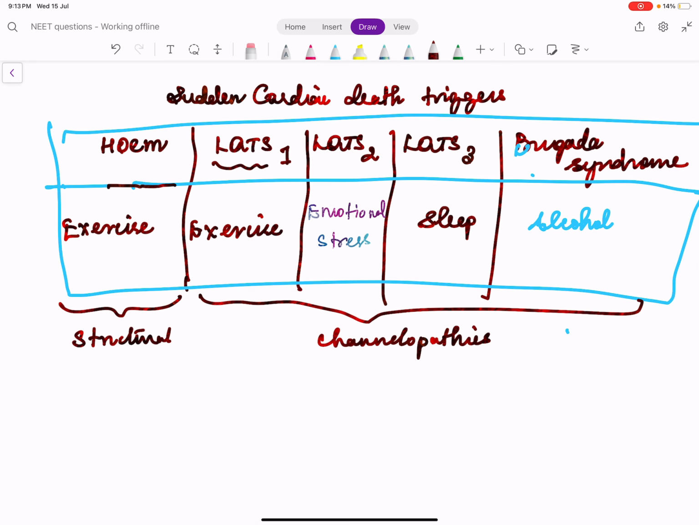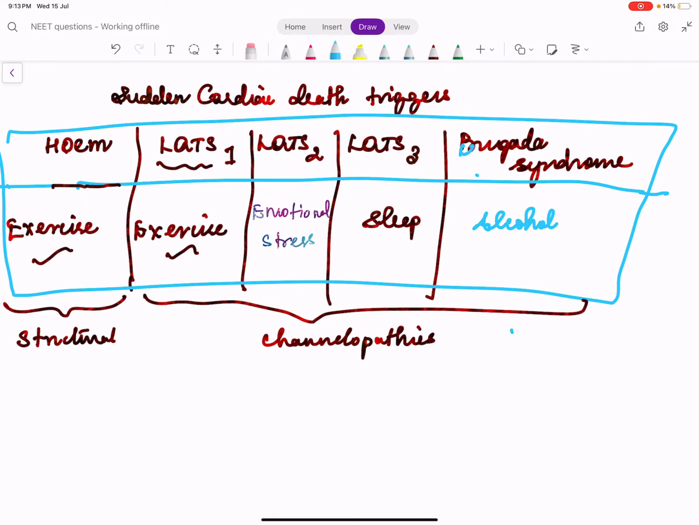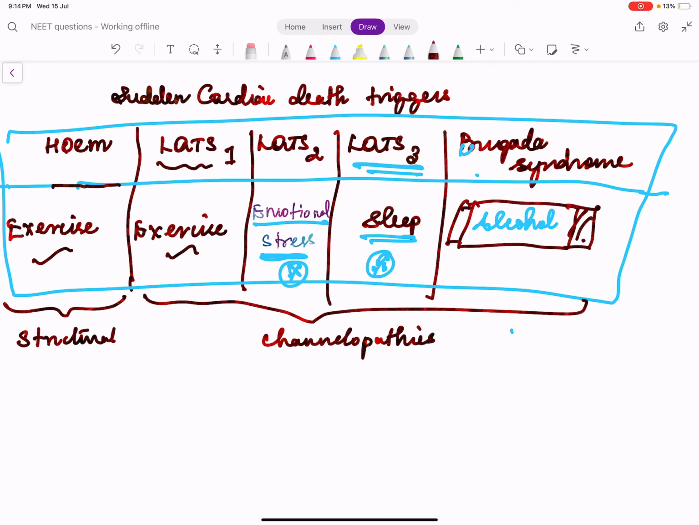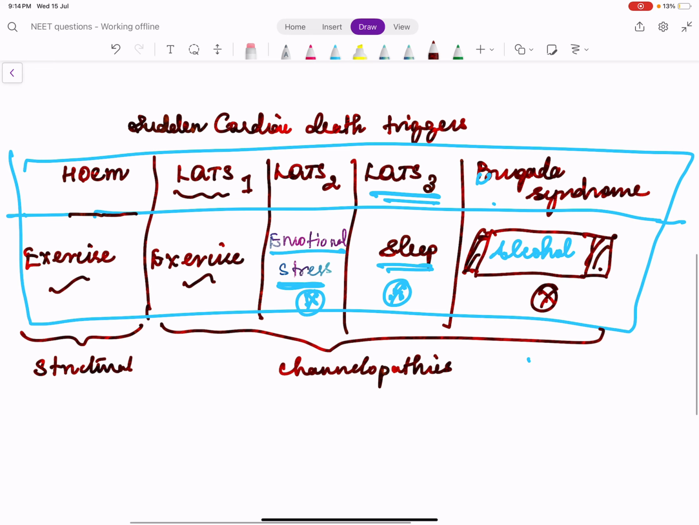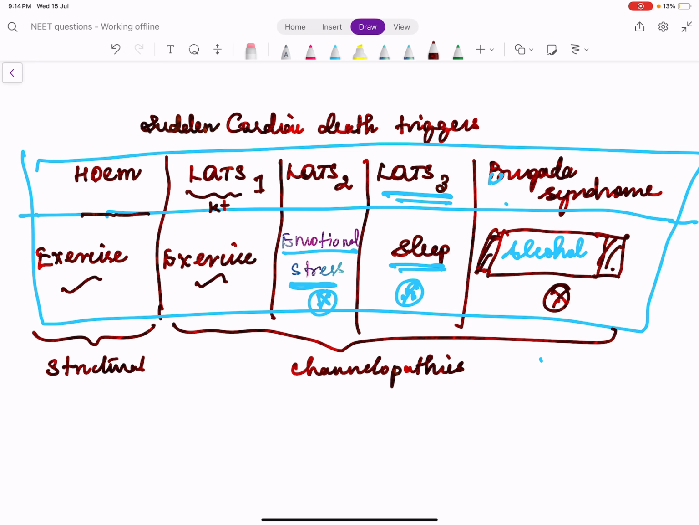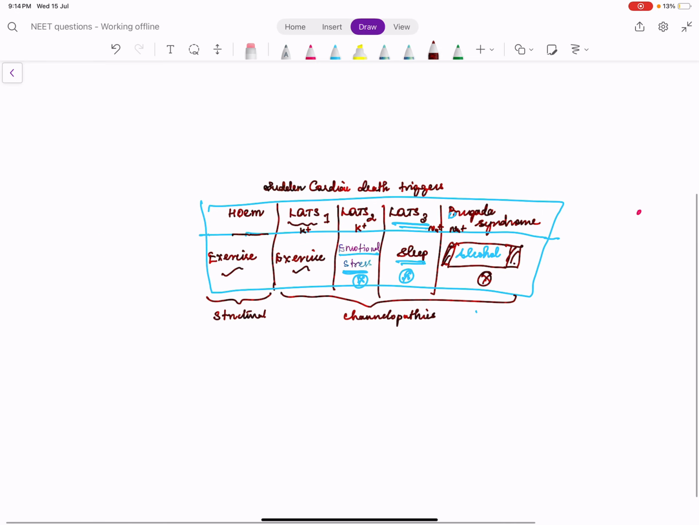So in HOCM, the trigger for sudden cardiac death is exercise. In LQTS1, the trigger for sudden cardiac death is again exercise. LQTS2, remember it is emotional stress. So this can come as a question. LQTS3, death occurs during sleep. This is also an important question. And Brugada syndrome also, some drugs or alcohol is the trigger for death. So this also can be a question. LQTS1 is a potassium channelopathy. LQTS2 is also a potassium channelopathy, whereas Brugada and LQTS3 both are sodium channelopathies. Okay.